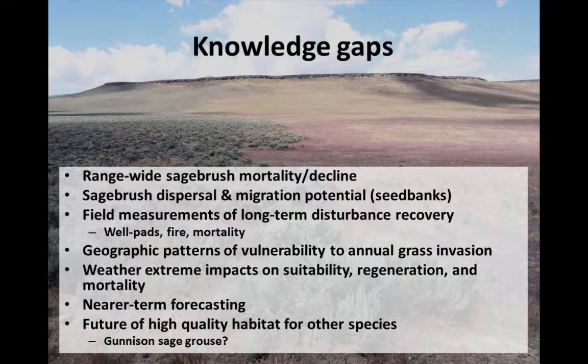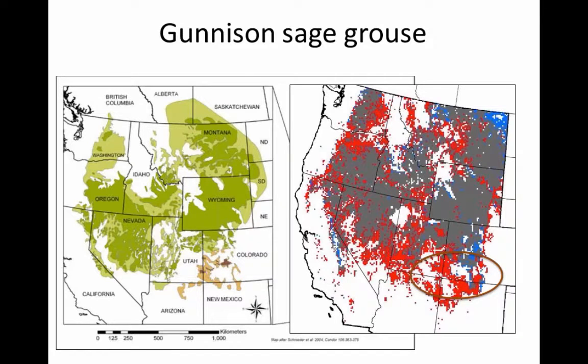We're also interested in thinking about the high-quality habitat areas for species other than just greater sage-grouse. Maybe Gunnison sage-grouse, whose habitat is down here, a lot of red down there. So it might be worth focusing some efforts on that.